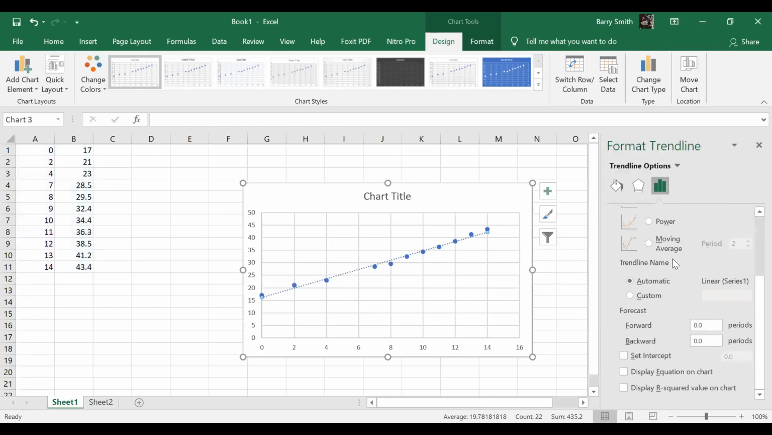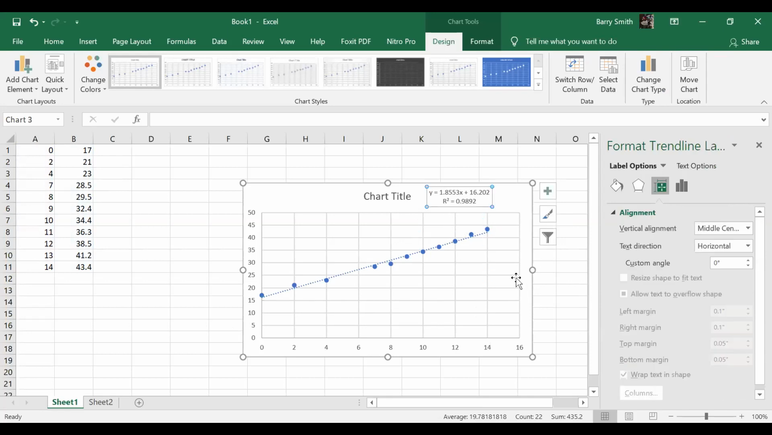And now we go over here and make sure first it says linear, and let's display the equation on the chart, and go ahead and we can put our R squared. That's fine too. Doesn't matter. And so now we have the same basic thing.